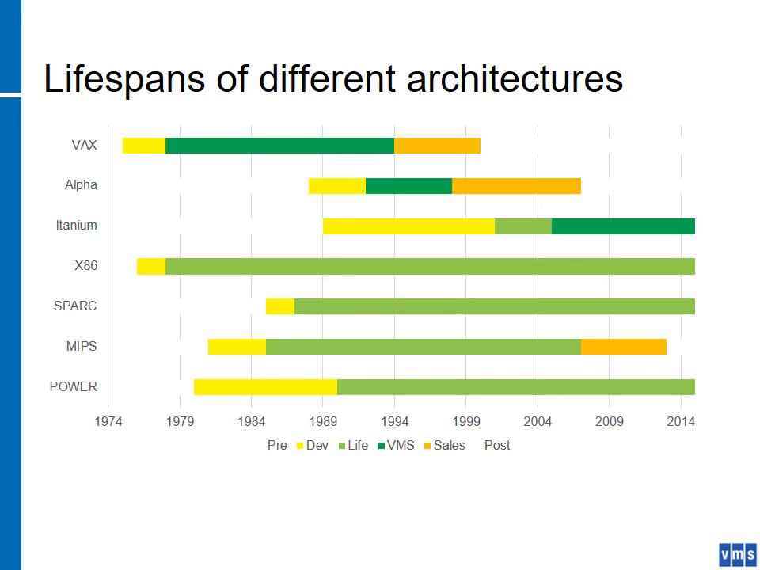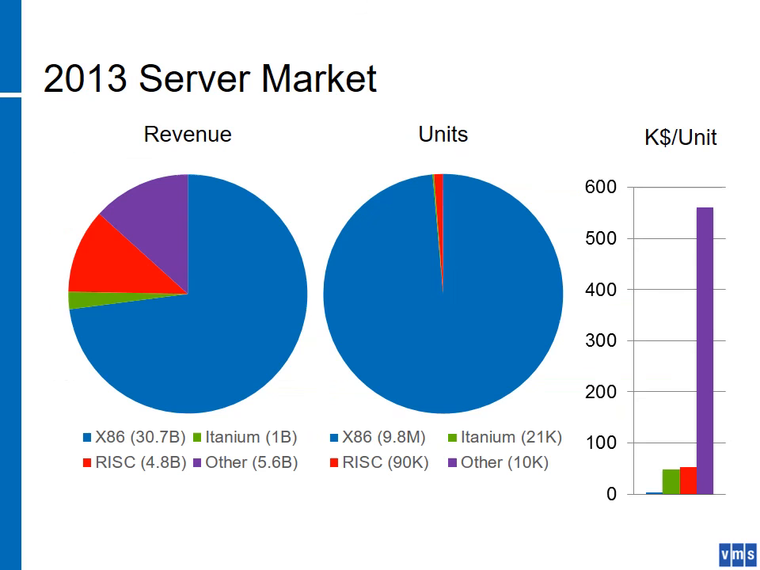So if you look at Alpha, for instance, you can see that it only had a pretty short lifespan where it was being actively developed. And if you look at x86, it's been going on for a much longer time. To answer the question why x86 has been so successful, I think we need to follow the money.